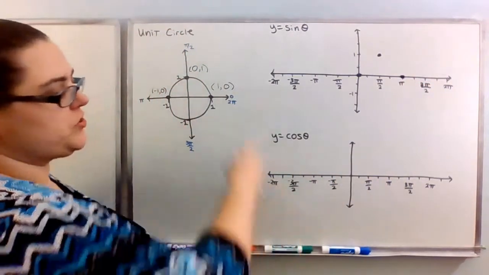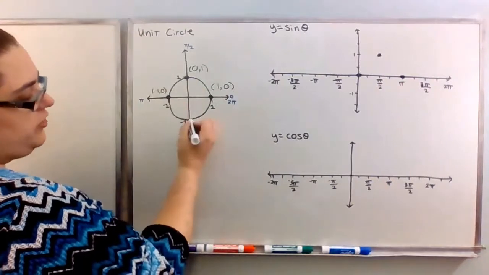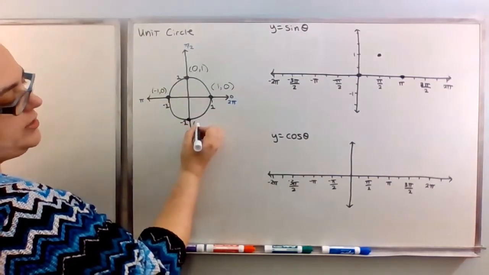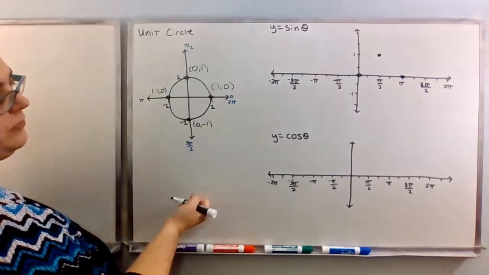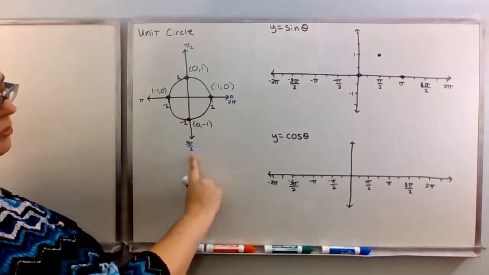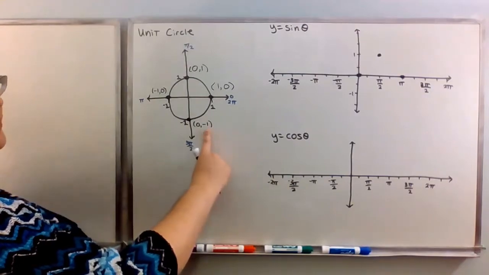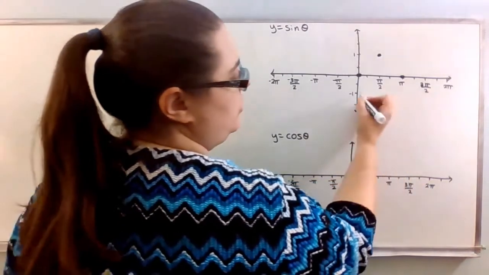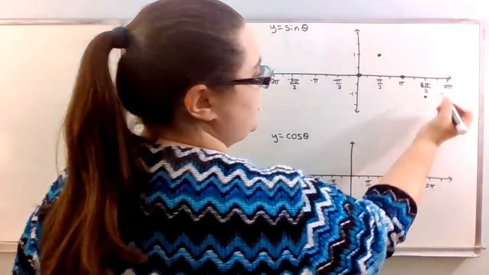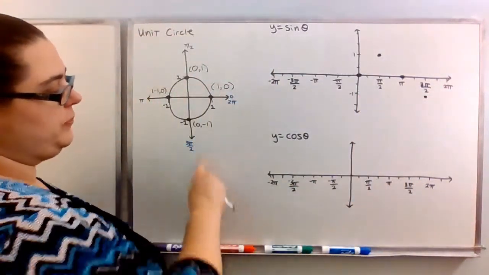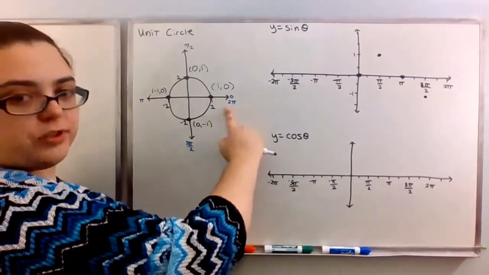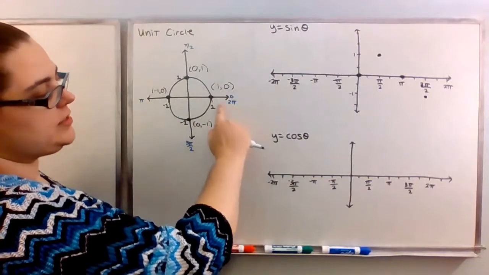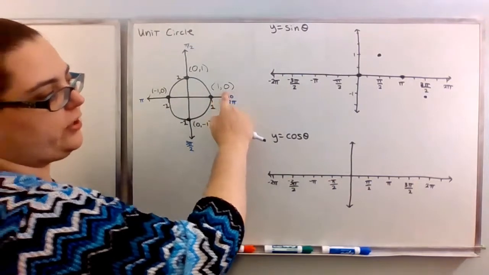And we're just going to continue. Let's go all the way around the circle. As I move here, this point has the coordinates 0, -1. So when my angle is 3 pi over 2, the sine value is -1. And then when I come full circle and return to this point here, now I've gone 2 pi radians, and my y value is back to 0.